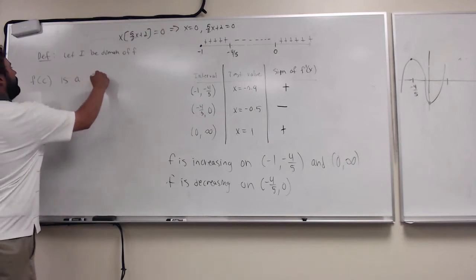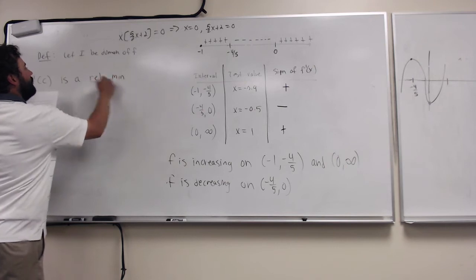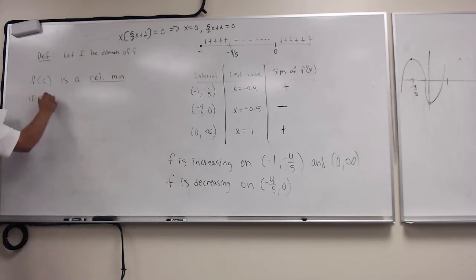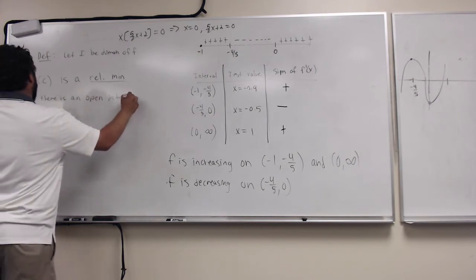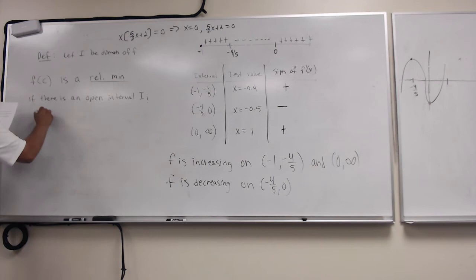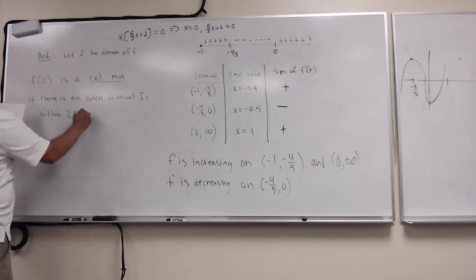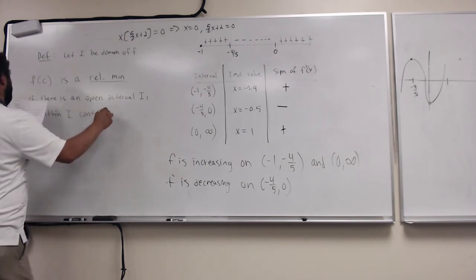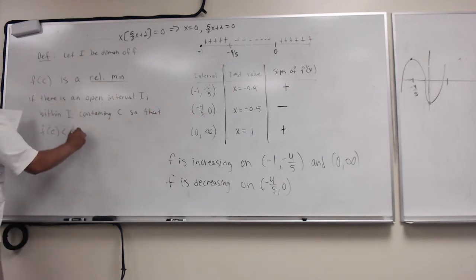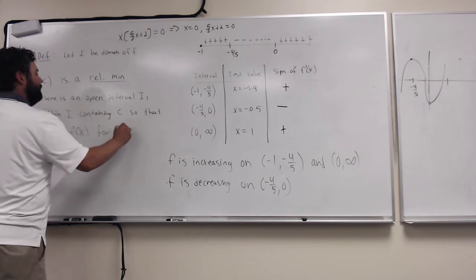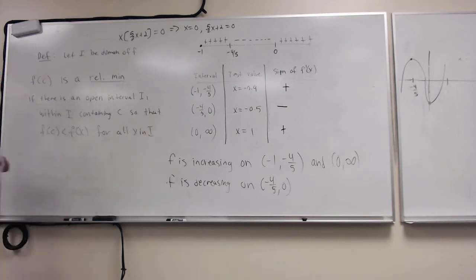So this is what we call a relative min. I'm going to abbreviate. If there is an open interval I, within the domain, containing c, so that f of c is less than f of x for all x in I. I'm only going to write down the first one because the second definition is the same thing. It's just that it's a relative max, so the inequality is flipped around.